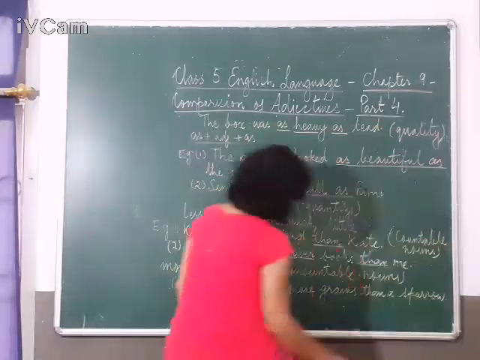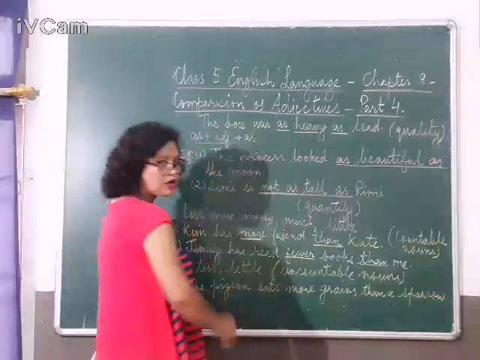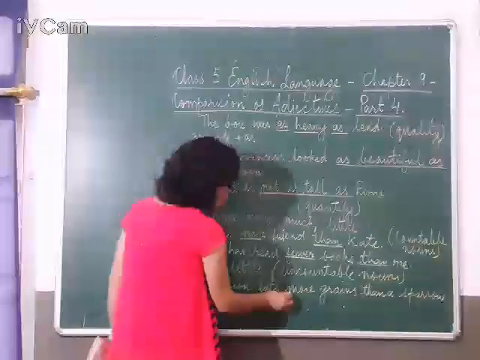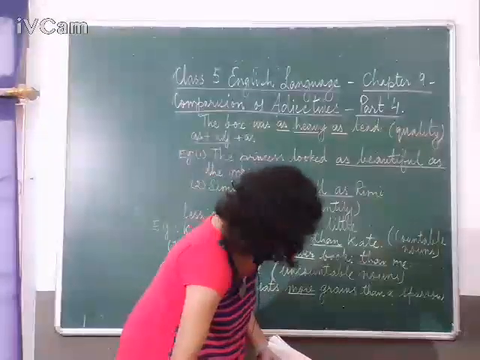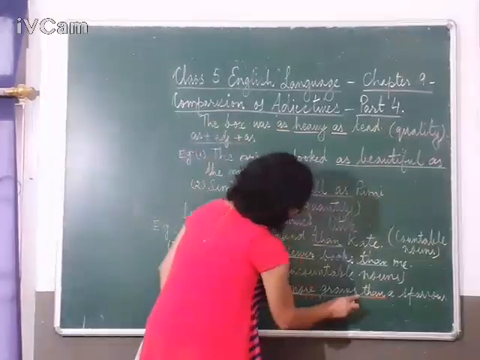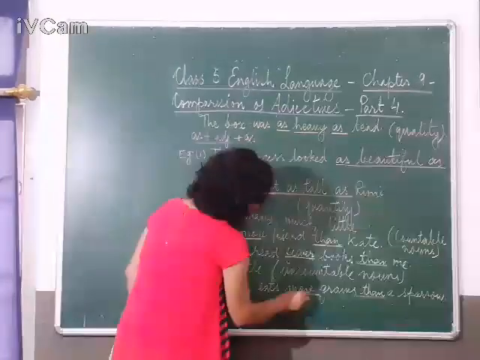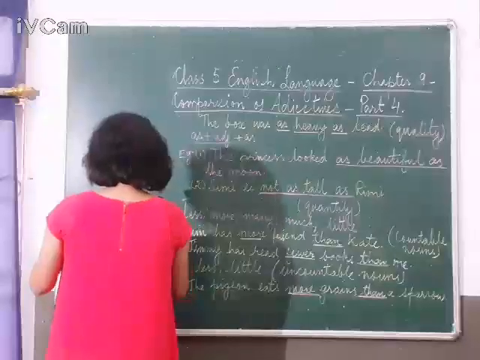Look here, children. Grains. You can count friends, you can count books, but you cannot count grain. So: more grains than. See, grain is a noun here. So, more than.